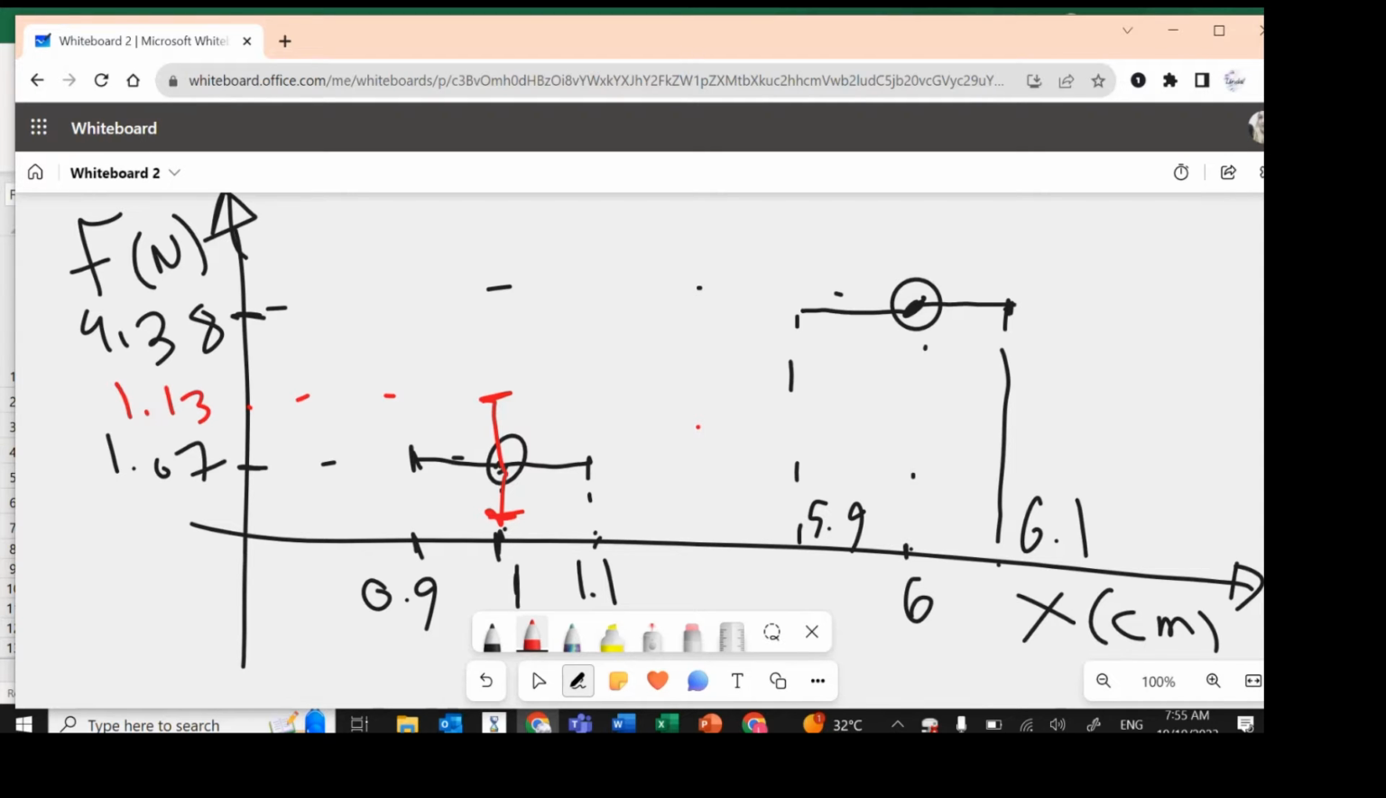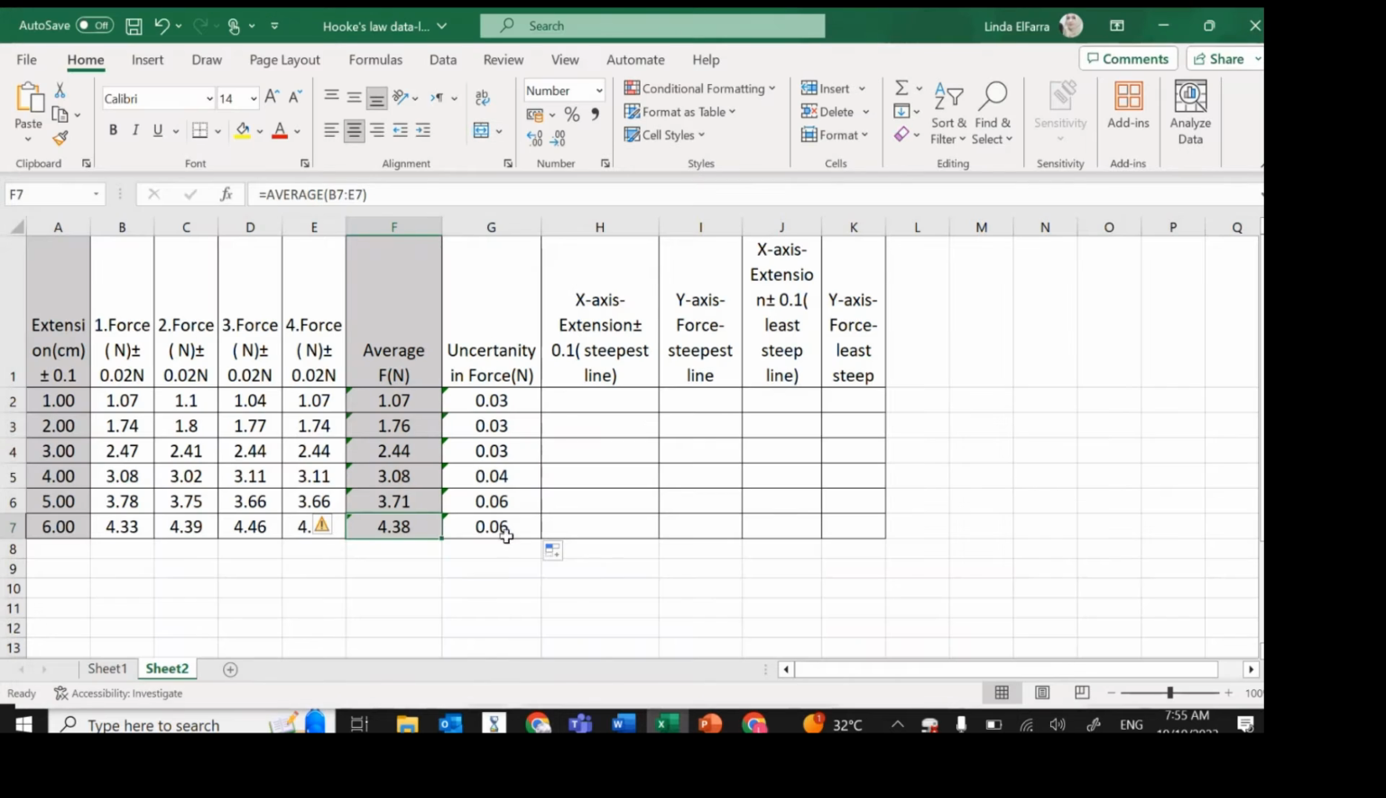And this one here will be around, if I subtract 1.07 minus 0.03, it will be 1.04. Now, for the other point, we said we have to go up the uncertainty 0.06.